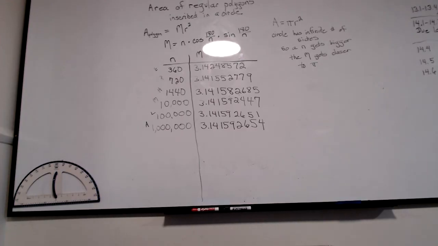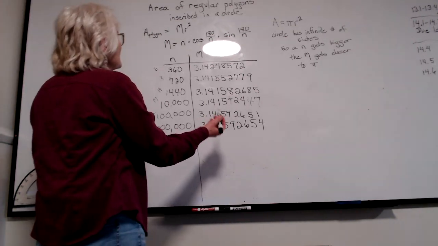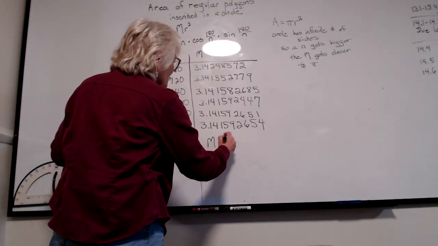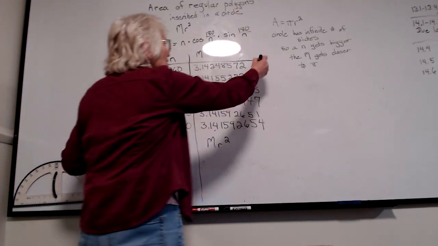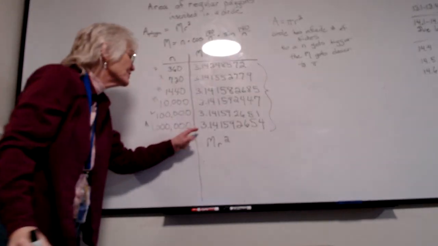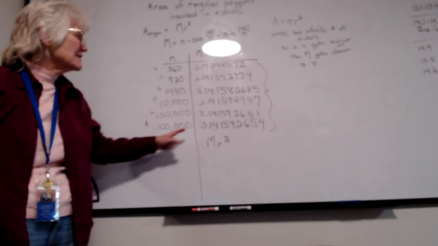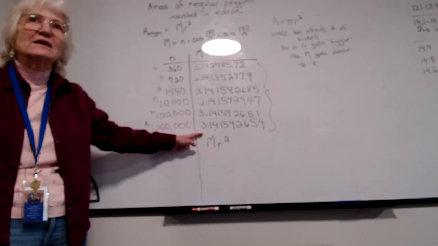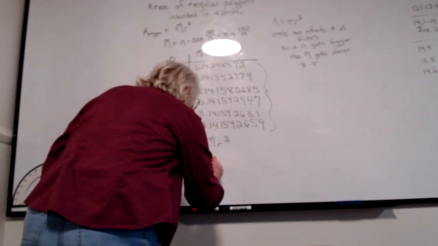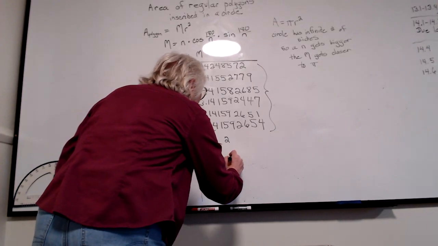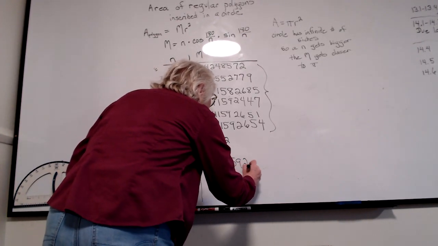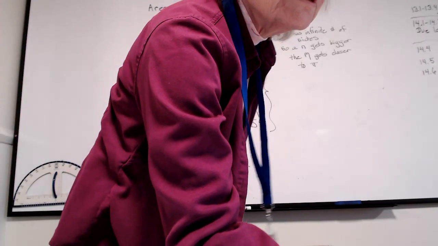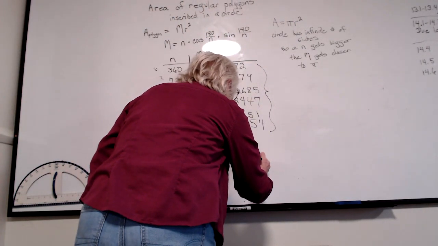Just look at this. You can see our formula is basically mr squared. But this number here, as the number of sides gets larger and larger, is getting closer and closer to pi. Pi is actually this number, 3.14159265. It's a little bit less than this. Look at this, it's not much difference.